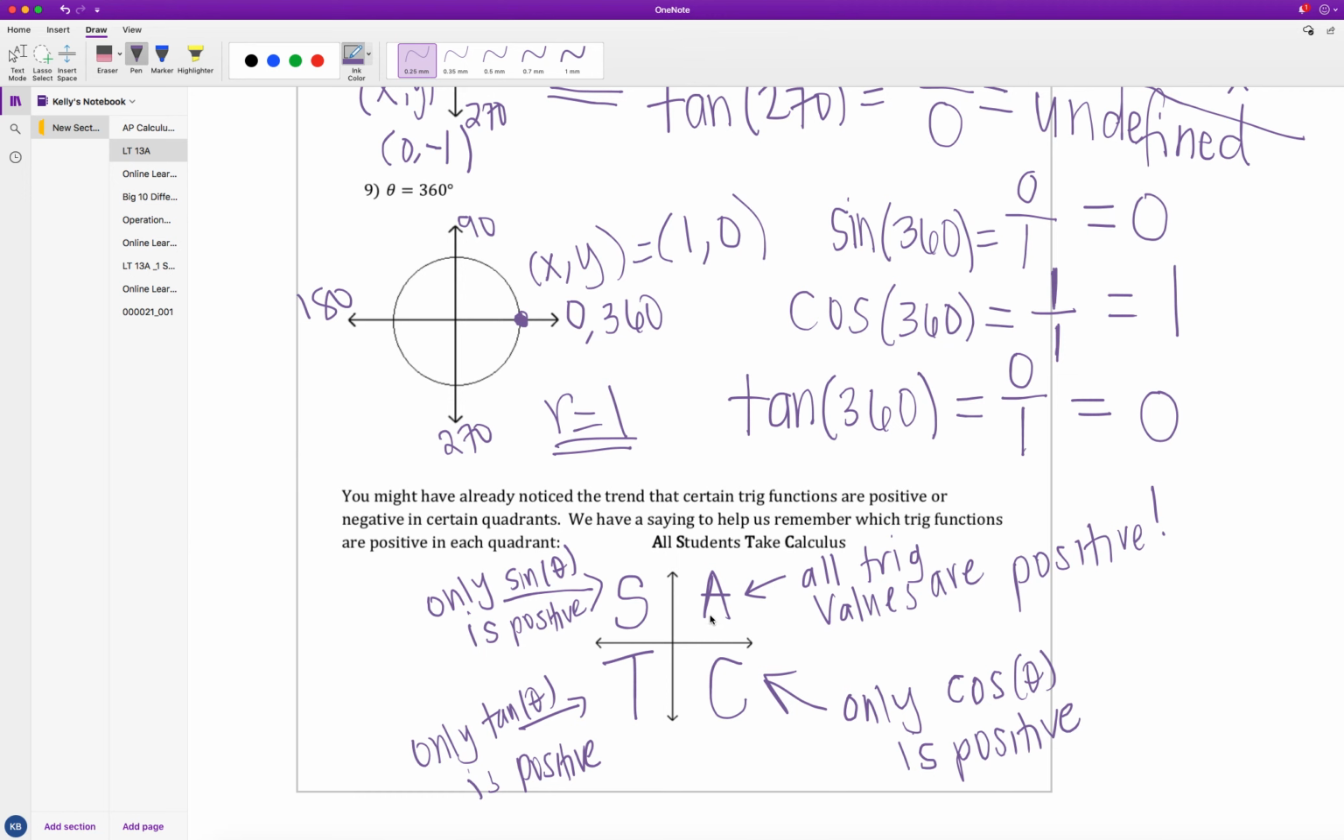Now, we have an acronym to help us remember this, ASTC, and that phrase is all students take calculus. So A, S, T, and then C. And remember, this stands for which ones are positive in each quadrant. And if you go back and you scroll up and you look at all the examples you did, you're going to see that this is following this pattern, which is just another way to help you check your answers at the end of these. Okay, that is our end of learning target 13A.